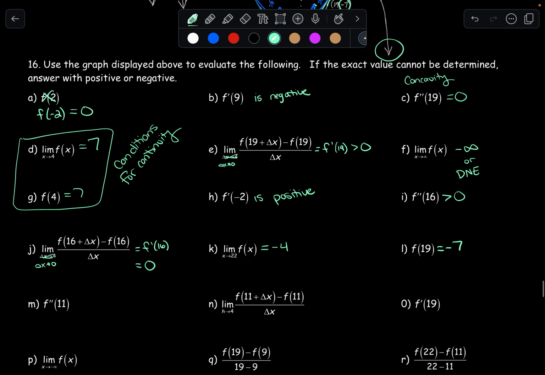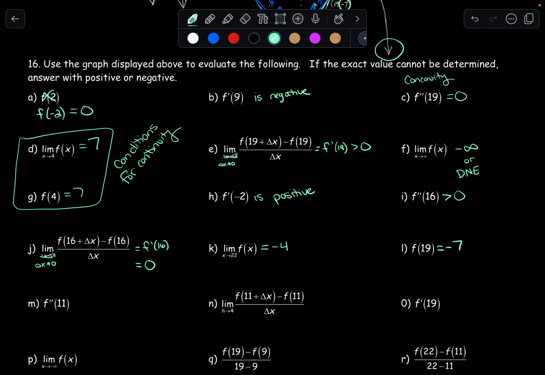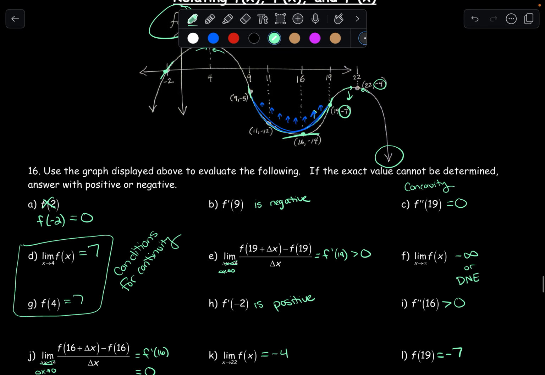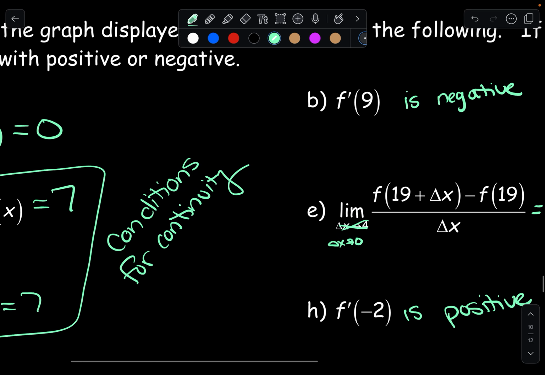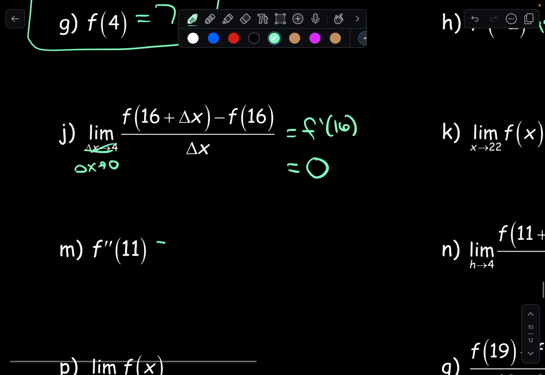Okay, next, M, we have f double prime of 11. So if we look at 11, we talked about this interval before. From 9 to 19, all of these points are located where f of x is concave up, and this includes 11. So that means the second derivative at 11 is going to be greater than 0, or positive.